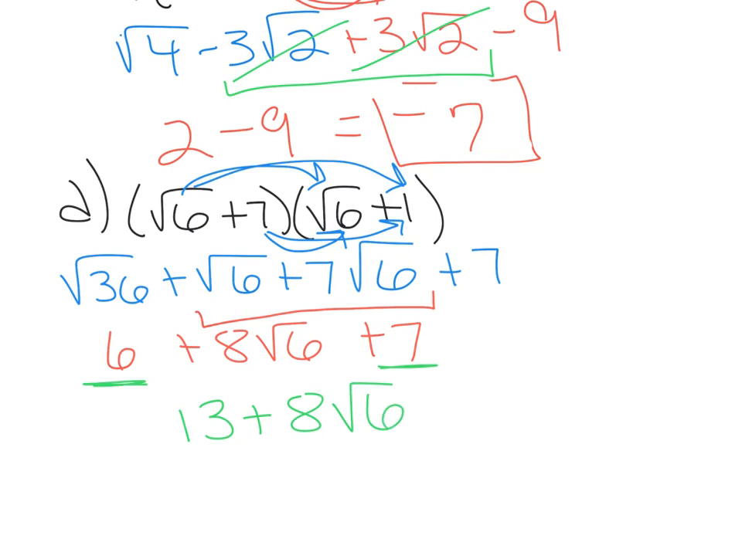Now one thing you have to remember is this 13 and this 8 cannot add together because this one has a square root of 6 on it and this one doesn't. So this is your final answer here. I have seen a lot of students then add the 13 and the 8 and make this into 21 square root of 6, but that is incorrect because these are not like terms. So this is your final answer here.